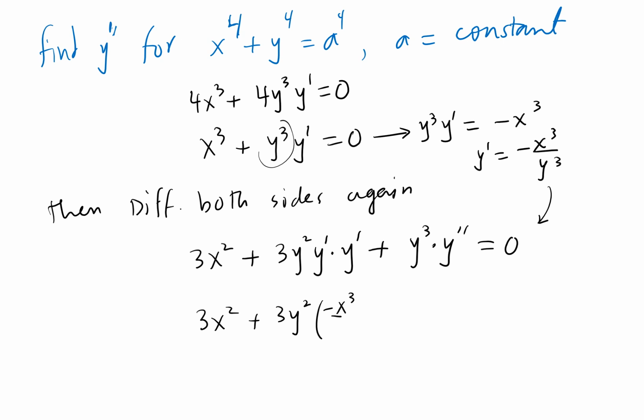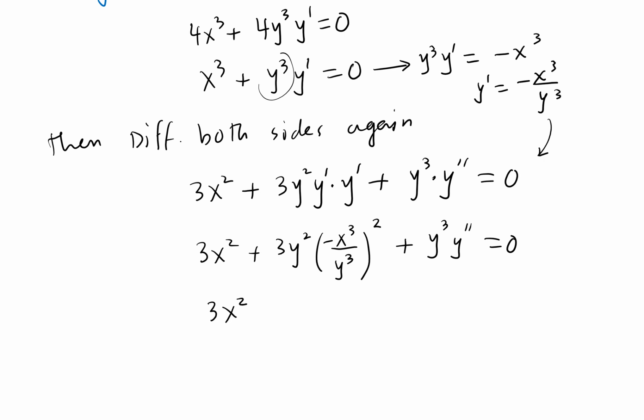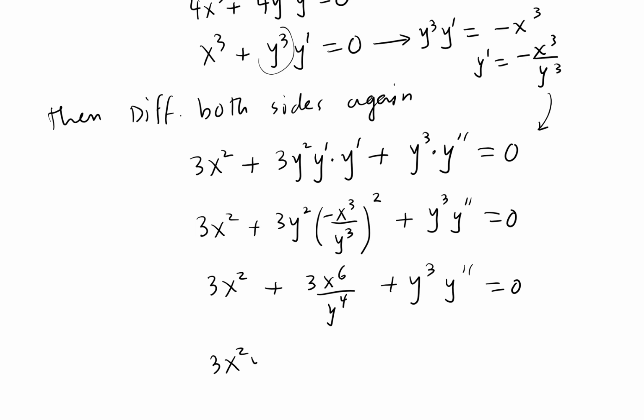Instead of y prime, we're going to replace it with negative x cubed over y cubed, squared, times y cubed y double prime. We get 3x squared plus 3, and the y to the 6 cancels out, so that makes it y to the 4th. Then multiply everything by y to the 4th. So 3x squared y to the 4th plus 3x to the 6 plus y to the 7th y double prime.